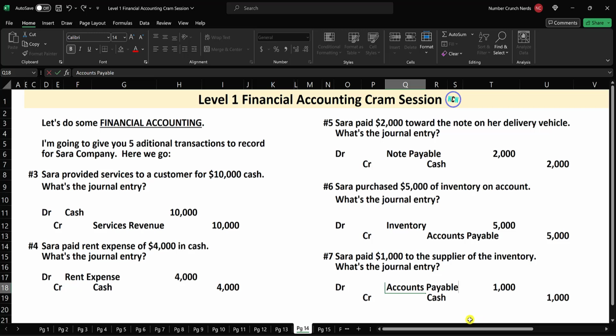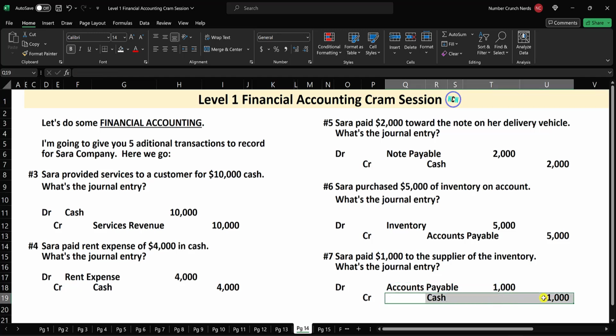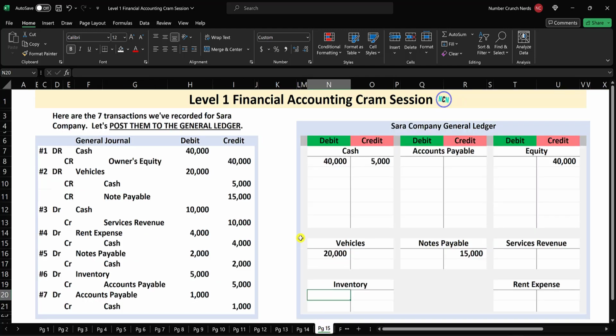So debit accounts payable for $1,000 to reduce the liability, and credit cash to reduce the asset by $1,000 for the amount that you paid. Okay, here are the 7 transactions we have recorded for Sarah Company so far. We are now going to post them to the general ledger.